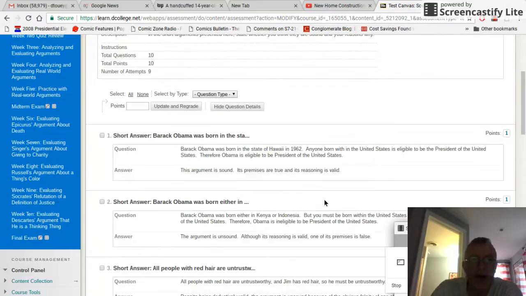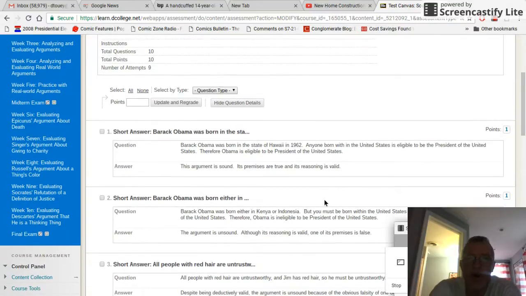Number one here, a very short argument. Barack Obama was born in the state of Hawaii in 1962. It's obviously, as we say, a premise. Anyone born within the United States is eligible to be president of the United States. Premise two. Therefore, good old conclusion indicator, Obama is eligible to be president of the United States. This is a sound argument.